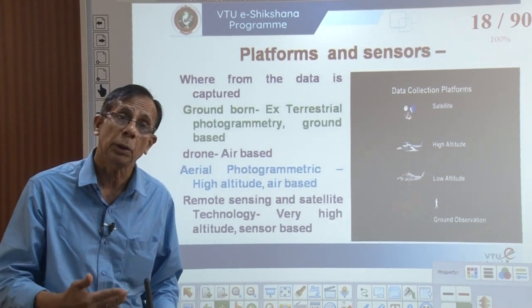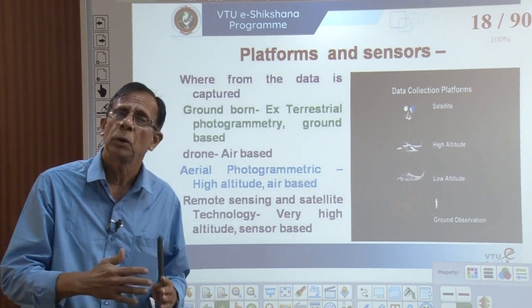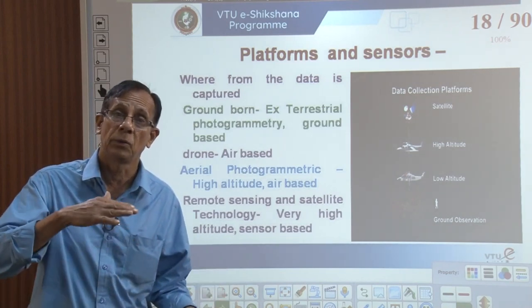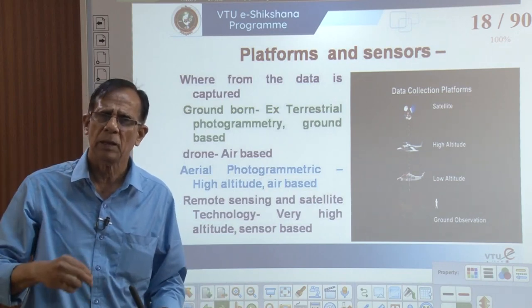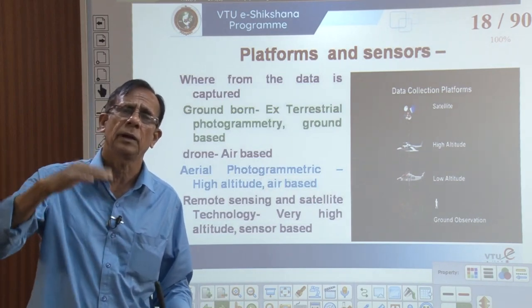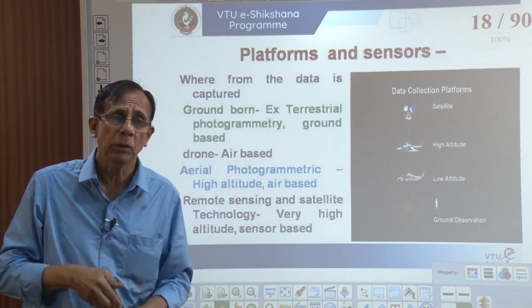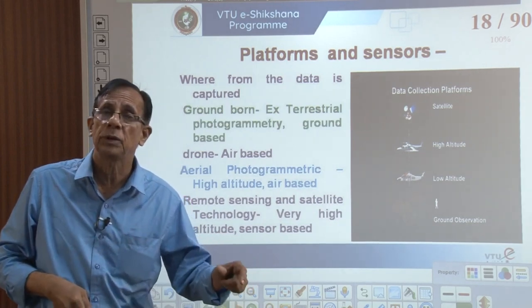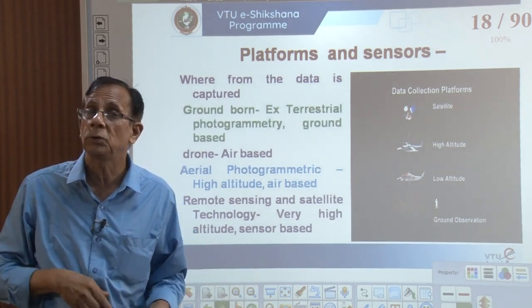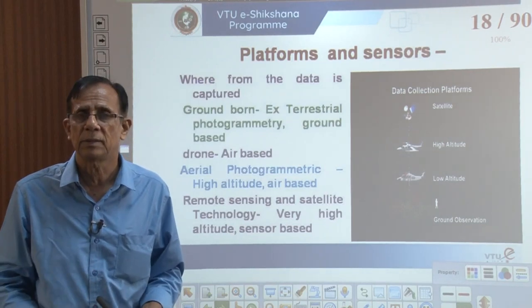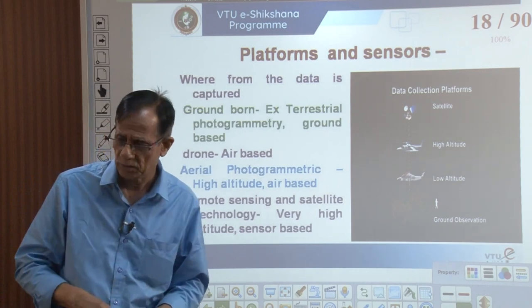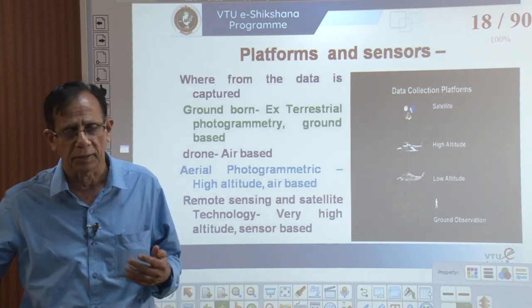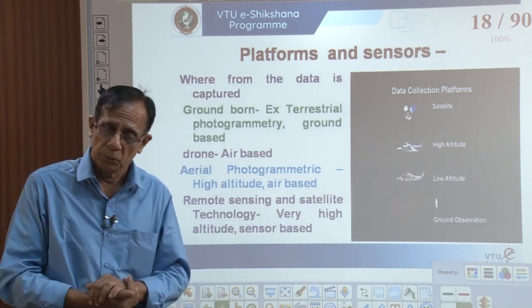Now, depending on our interest, we have different levels, places, or what we call platforms. As we go higher and higher, our ability to see the object may become difficult. Then we use sensors. This we now venture into: platforms and sensors. We shall discuss it in detail. We will continue, friends.